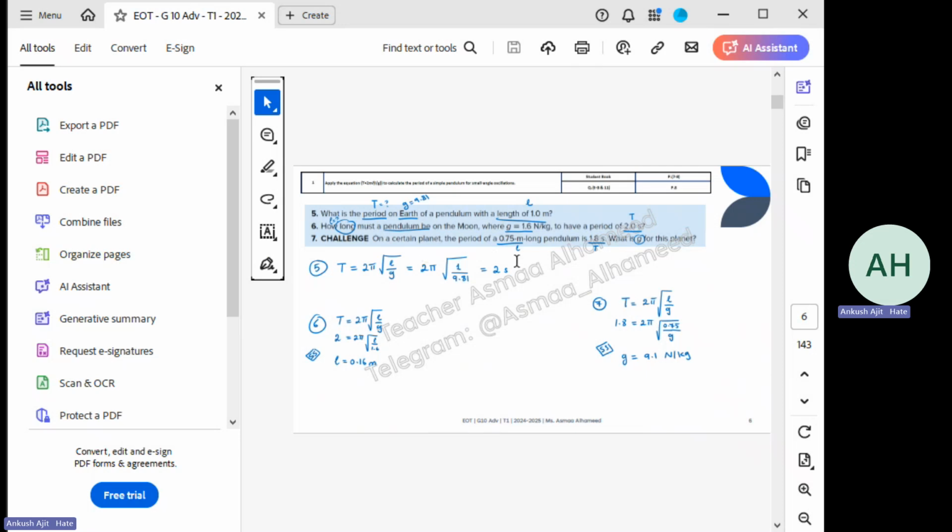On a certain planet, a pendulum 0.75 meters long has a period of 1.8 seconds. What is G? So you have to find G over here. In the first you're finding T, in the second you're finding L, and now you're finding G. According to the equation, you just get the unknown on one side and you can do it, right?